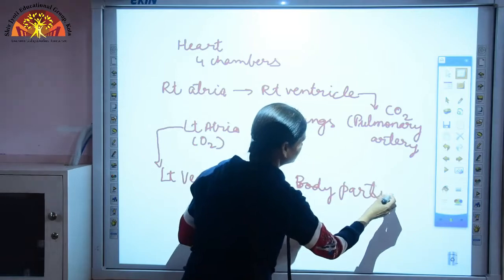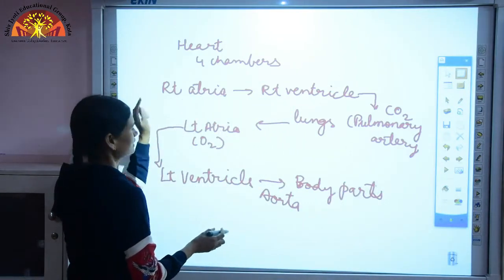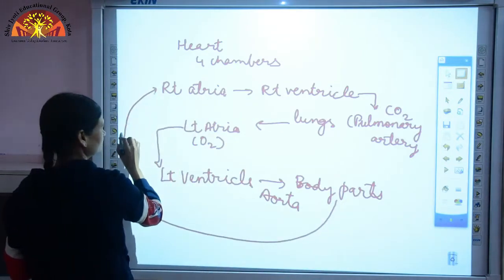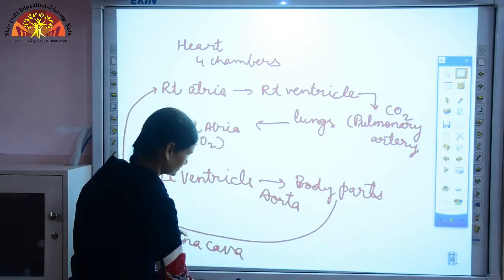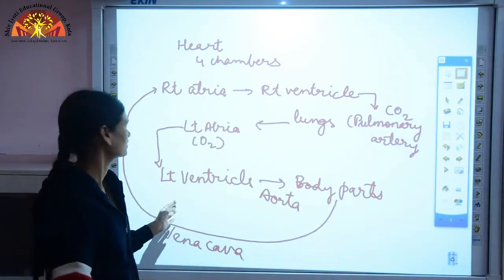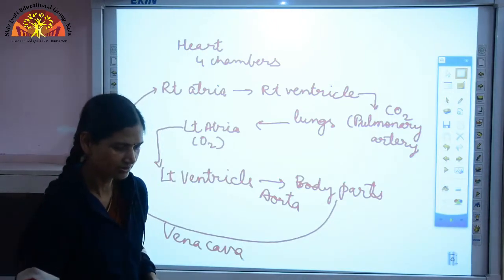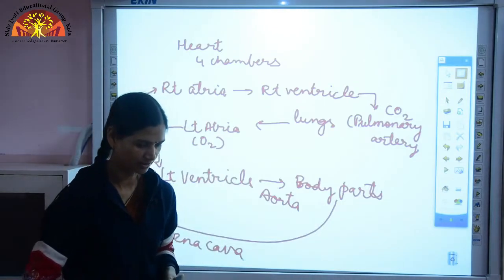Okay, then from body parts it again goes to the right atria, and body parts से जब right atria में जाएगा, तो vena cava है ना. There are different vena cavas, inferior and superior vena cava. They carry blood into the right atria. So this is the general idea of how blood flows in the heart.